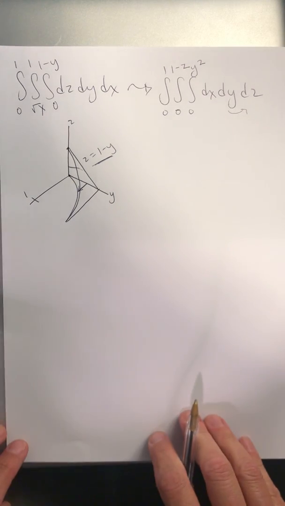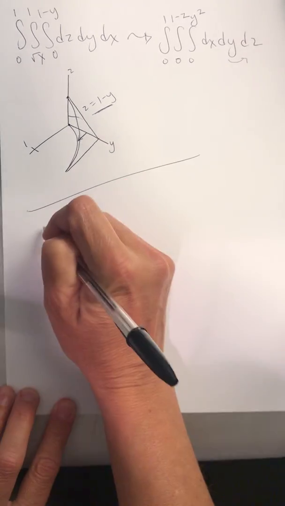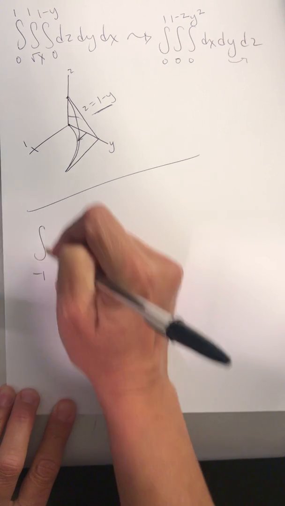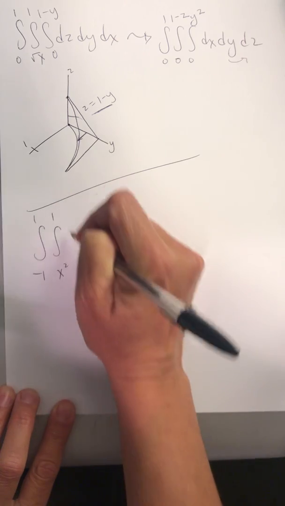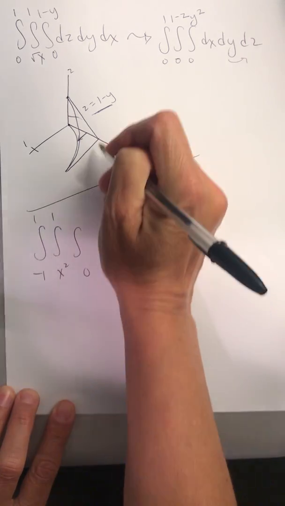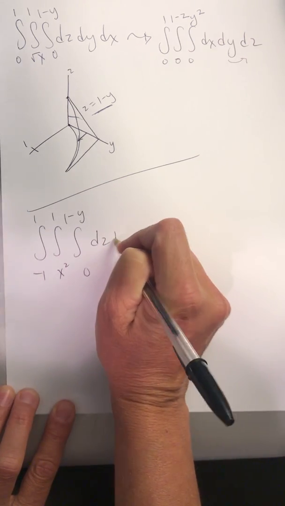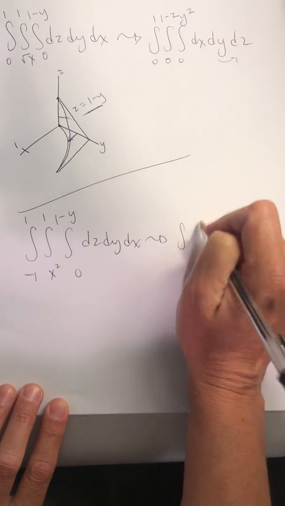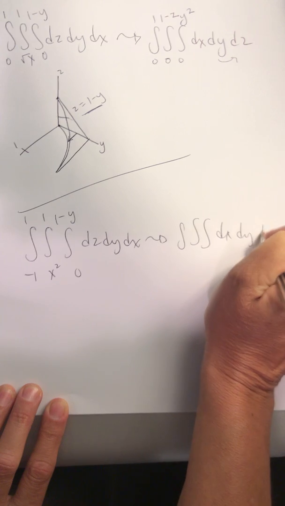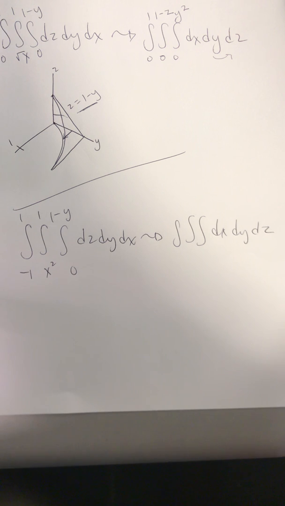All right, so let me give you another one. Let's say I have the integral from, we'll do -1 to 1, x squared to 1, 0 to, we'll do the same plane, 1 minus y. And we'll go from dz, dy, dx to, we'll do the same order as before, dx, dy, dz. So at this point, the best thing for you if you're trying to practice is to go ahead and pause the video and see if you can get the same answer that I'm going to get.